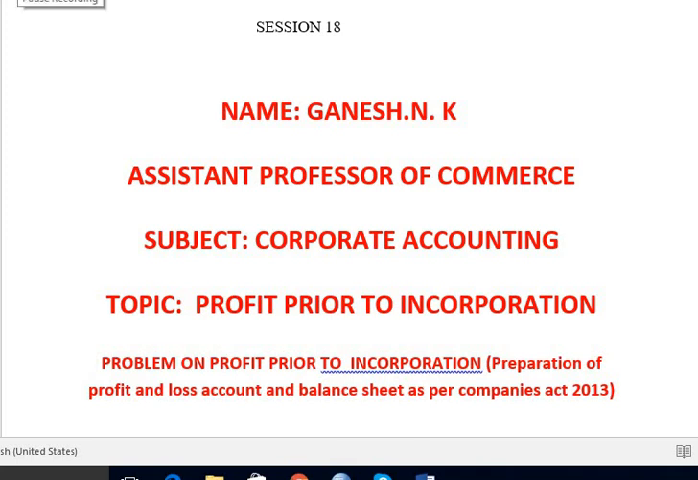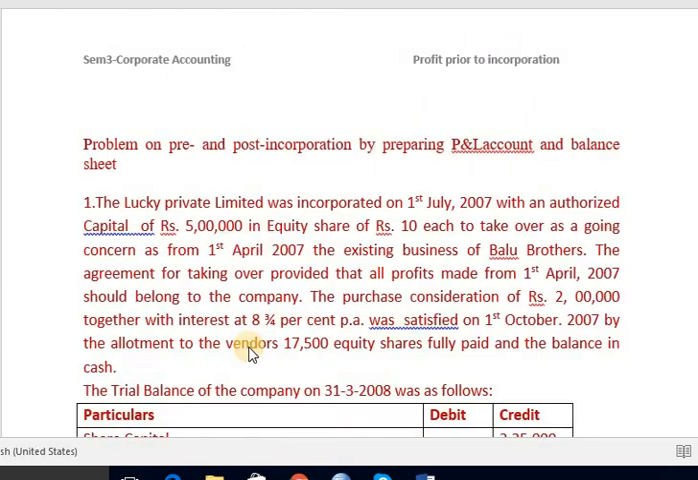I am Mr. Ganeshan K, Assistant Professor of Commerce. Subject: Corporate Accounting. Topic: Profit Prior to Incorporation. In this session, I am going to solve a problem on Profit Prior to Incorporation, which involves preparation of Profit and Loss Account and Balance Sheet as per Companies Act 2013.